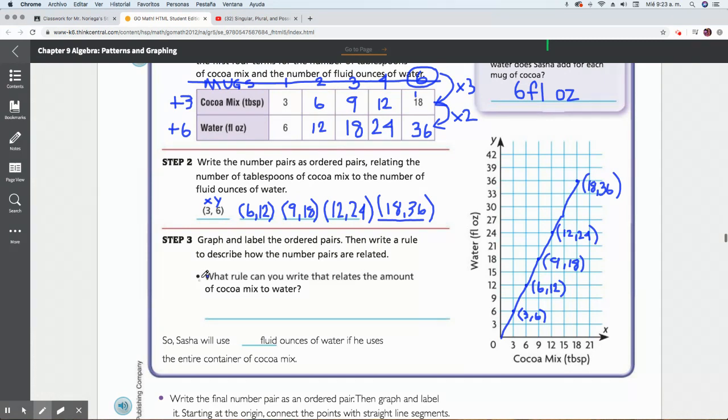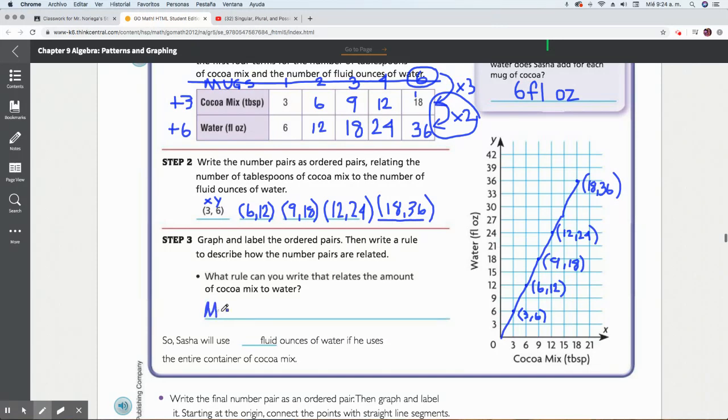Okay, and then this bullet says, what rule can you write that relates the amount of cocoa mix to water? So that means, what did we do to the number of cocoa mix to get the number of water? Okay, here is the rule. We multiplied the number of mix by 2. Okay, so that is what I am going to write.